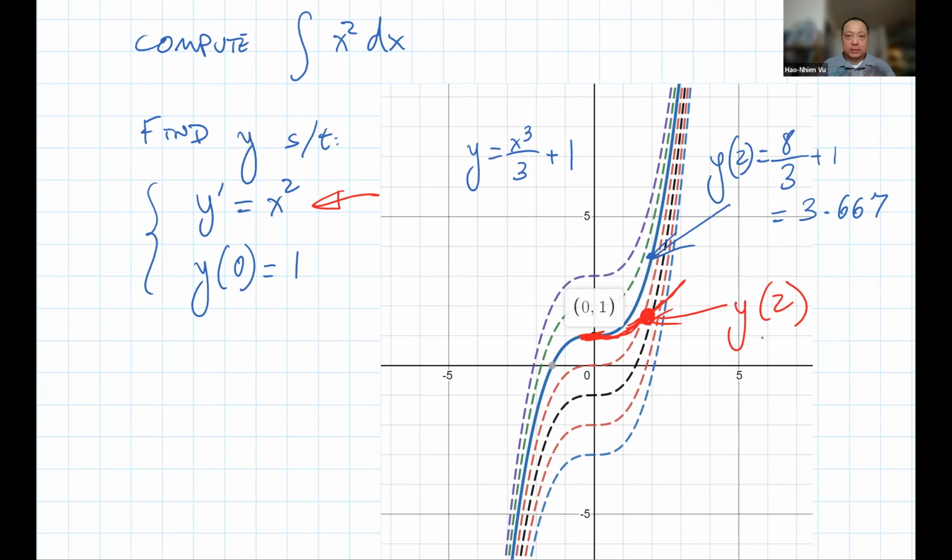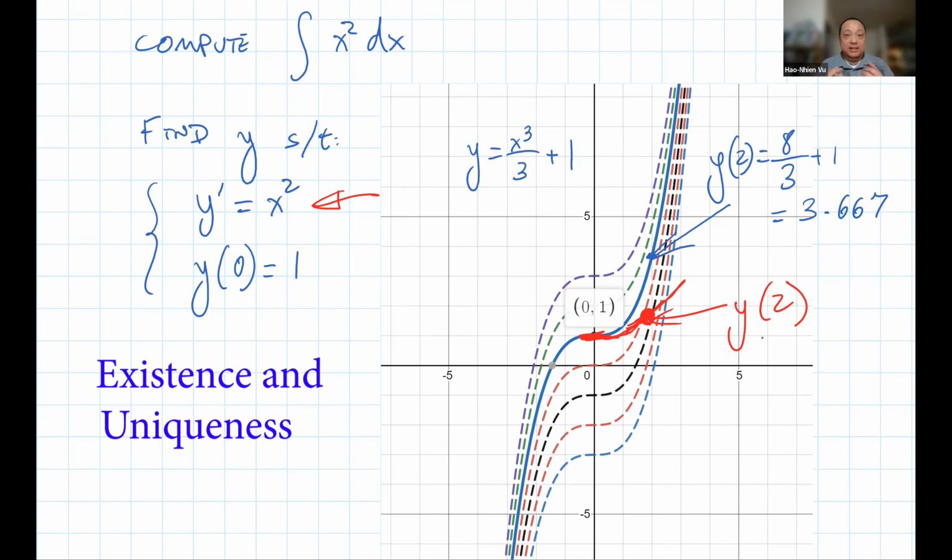That's why in differential equations, we pay a lot of attention to the existence and uniqueness theorems. The existence part means we need to identify the conditions under which a solution exists to an initial value problem. That way we know whether it's worth spending time searching for a solution. For this particular example, we don't have to worry about existence because we found it. It is x cubed over 3 plus 1. That satisfies the differential equation, and it also satisfies the initial condition of y of 0 equals 1.